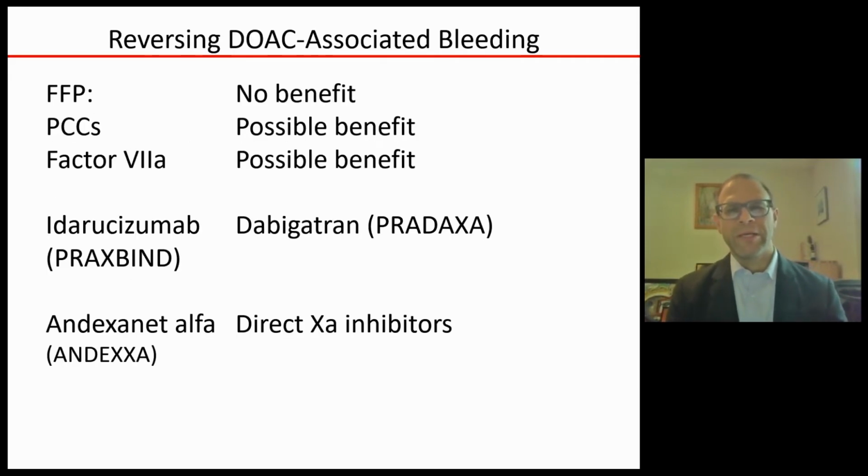FFP typically won't have enough factor to help, but a 4-factor PCC, which includes factors 2, 7, 9, and 10, will. So it does have 2, it does have 10. Factor 7A or NovoSeven may also help, but we now have drug-specific reversing agents available. Idarucizumab is anti-dabigatran, and Andexanet blocks the 10A inhibitors: rivaroxaban, apixaban, and edoxaban.